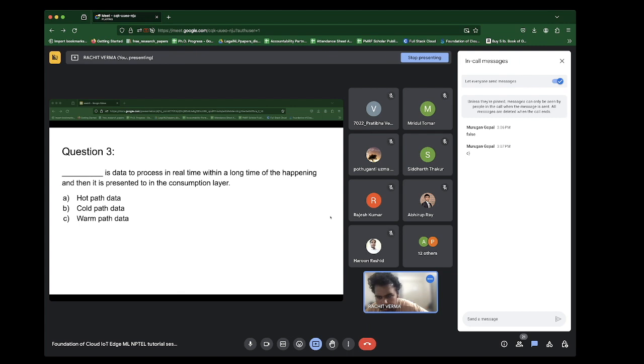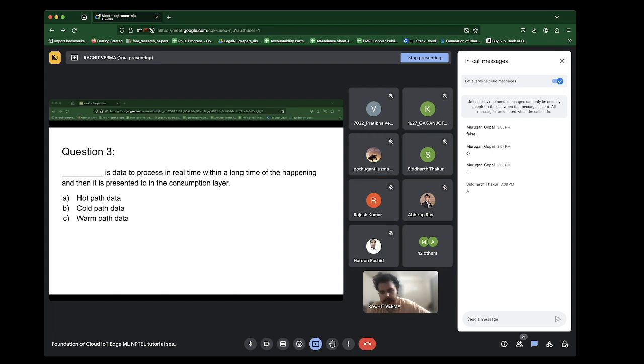Okay, so dash is data to process in real time within a long time of the happening, and then it is presented to the consumption layer. Is it A, hot path data, B, cold path data, or C, warm path data? Hot path data.